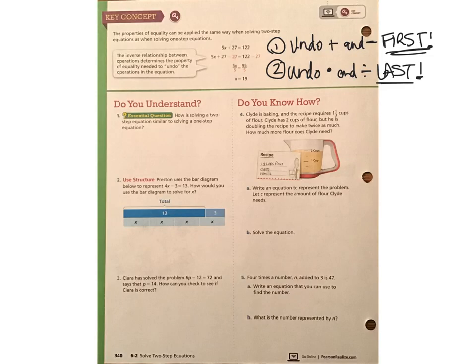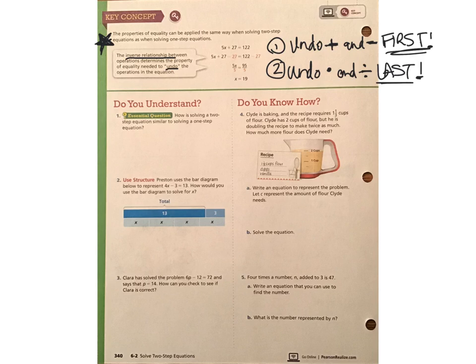Okay, as you begin your work here in lesson 6-2, I want you to remember from this key concept here that your properties of equality work the same in a two-step equation as they did when you solved one-step equations back in 6th grade. So your inverse relationships tell you how to undo the operations that you see in the equation. Remember, undo your addition or subtraction step first, and then you're going to undo your multiplication or division. And undoing them requires using that inverse operation.